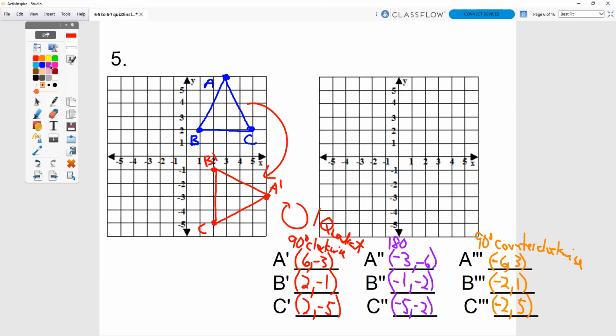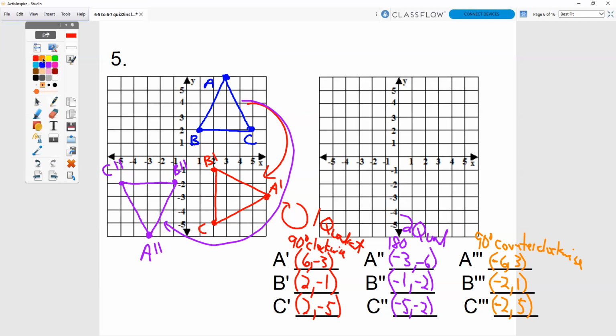For the 180, -3, -6, over to -3, down to -6. This is A double prime. -1, -2, that's B double prime. And C double prime is -5, -2, that's C double prime. Connect the dots. And we have our picture. Notice that we turned 2 quadrants. Anytime that we turn 2 quadrants, that is going to be 180 degrees.